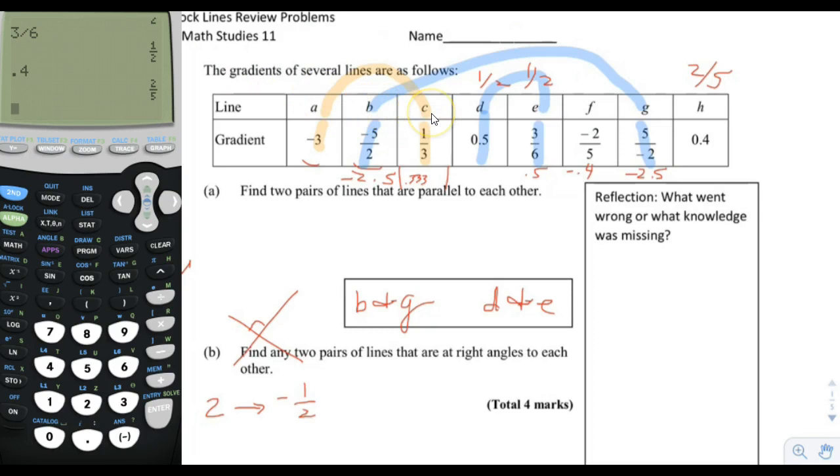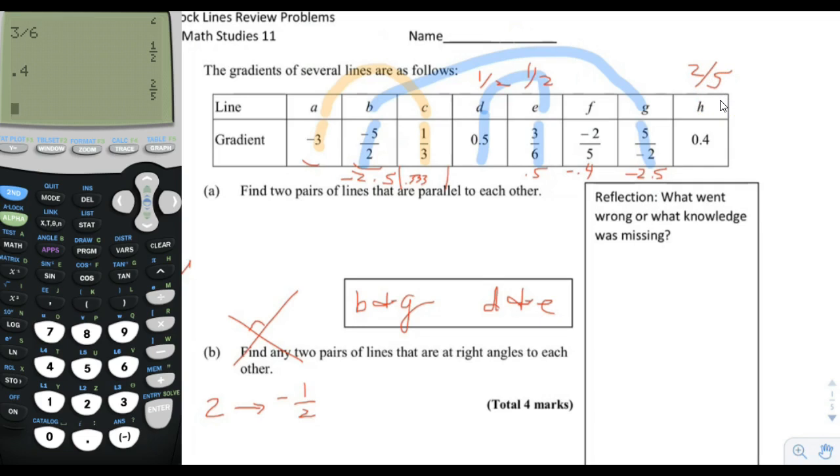What about C? We already found. What about D? It's 0.5, which is 1/2. Is there a negative 2 in here? No, there's not. So there's none for that, none for that. What about negative 0.4, which is negative 2 over 5? Is there a positive 5 over 2? No, there's not. So last of all, there's 0.4, which is 2 over 5. It's a positive 2 over 5, so I'm looking for the negative inverse, which would be negative 5 over 2. Is there a negative 5 over 2?